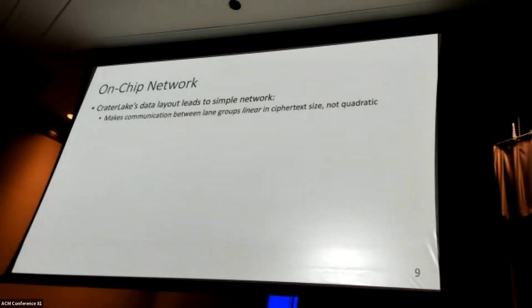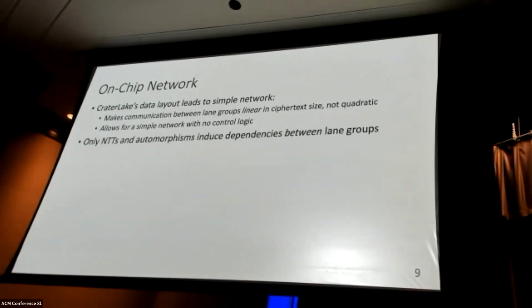Well, first of all, our idea to resolve dependencies between residue polynomials locally and dependencies across coefficients of the same residue polynomial globally is a worthwhile trade-off. This is because now communication through the network grows only linearly with ciphertext size and not quadratically like for F1. And the second very important part of this story is that we can implement these dependencies between NTTs and automorphisms using a fixed network that requires no control logic. So let's see why that's the case.